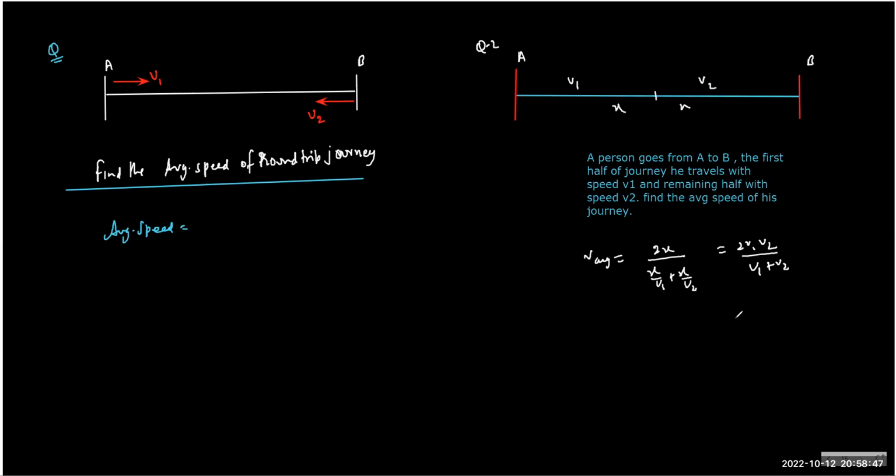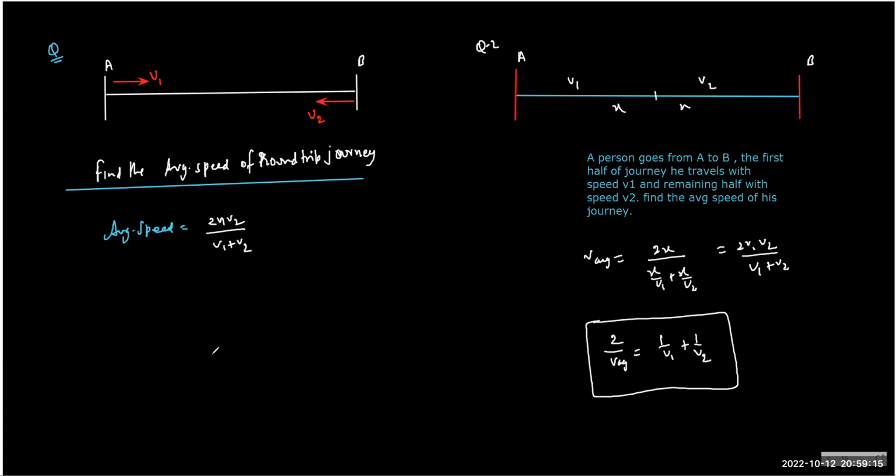Okay, it's clear. But there's a better way of writing this answer. You can write it like this: 2 upon V average is 1 by V1 plus 1 by V2. Do you realize this, guys? This is the same answer. Correct? Can we write it like this? Yes or no? Yes, sir.